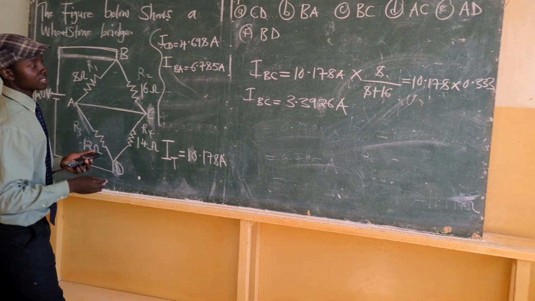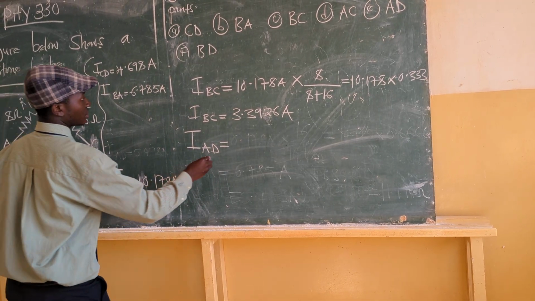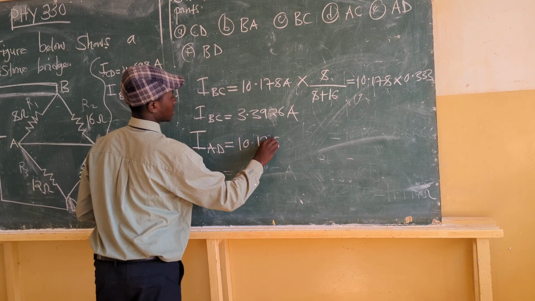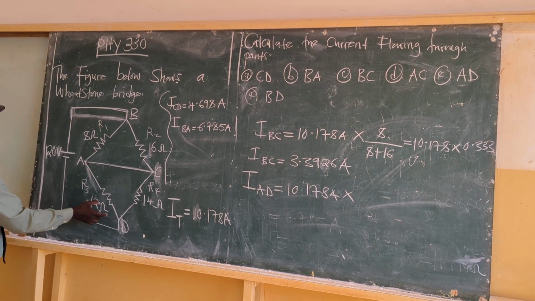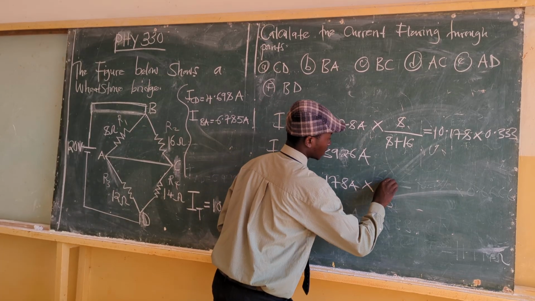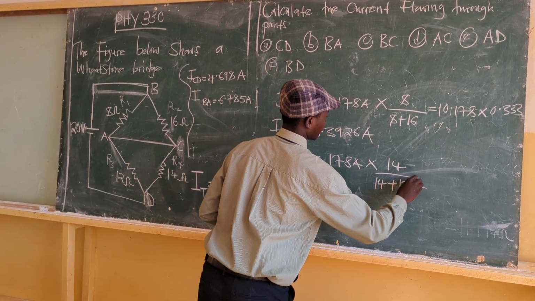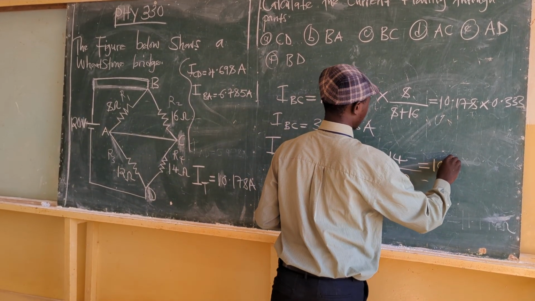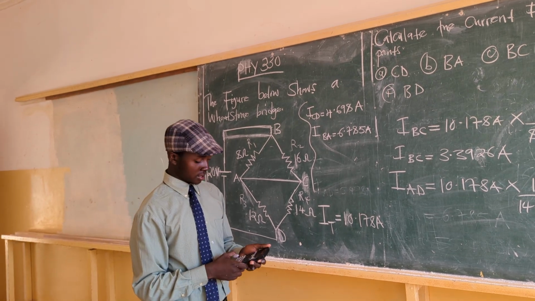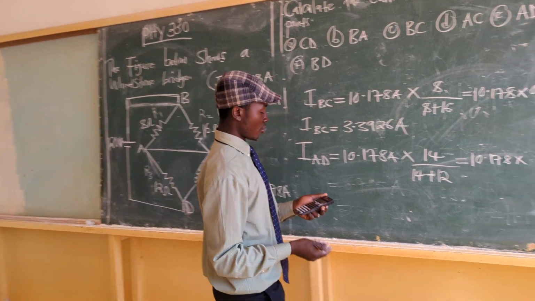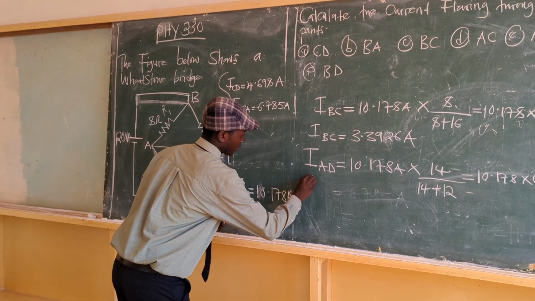We calculate the current flowing at point AD. The current flowing at point AD is equal to the total current, 10.178 amps, times, since we are calculating for AD, we get the opposite resistor, which is 14, over 14 plus 12. 14 plus 12 gives us 26. So 14 divided by 26 is 0.538.